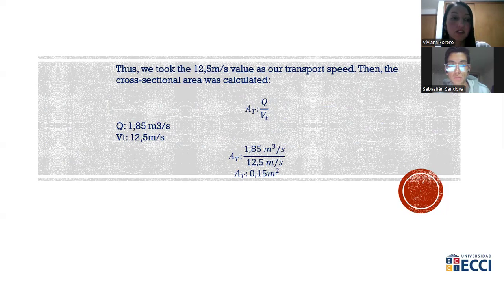Then the cross-sectional area was calculated in the following way. Q is equal to 1.85 cubic meters per second, as it was the result that we obtained in the last equation. VT is 12.5 meters per second. So if we do the operation, we obtain a cross-sectional area of 0.15 square meters.